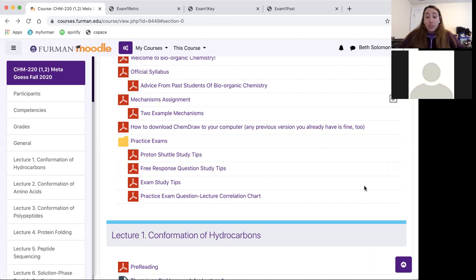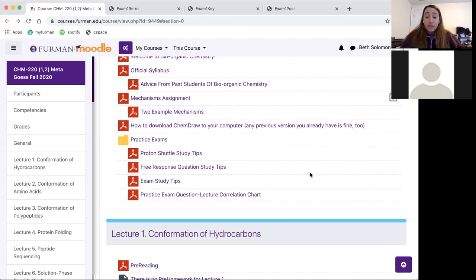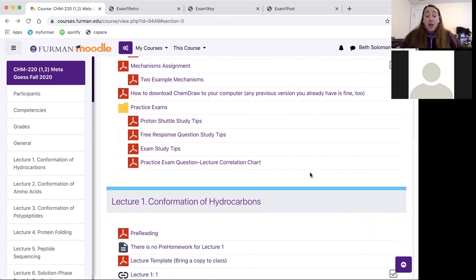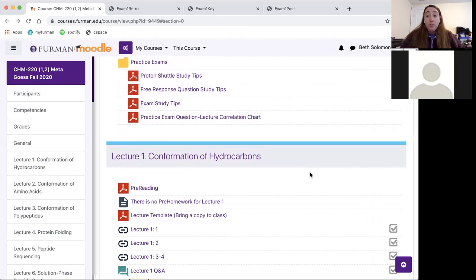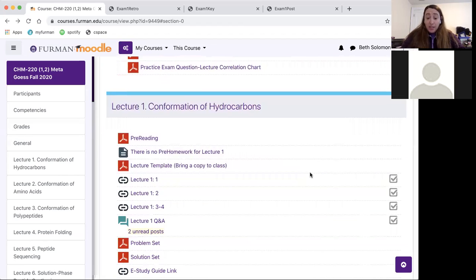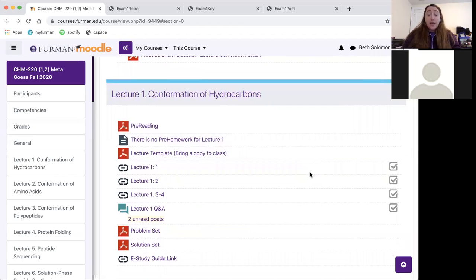You can learn from each other as well as the material, as well as from your professor. And so these are the things that I think are really important. And his class is just demanding. It's going to take time. You need to do the pre-reading. You need to do the homework, watching the lectures. Those are all important. He's got question and answers, problem sets, solution sets.